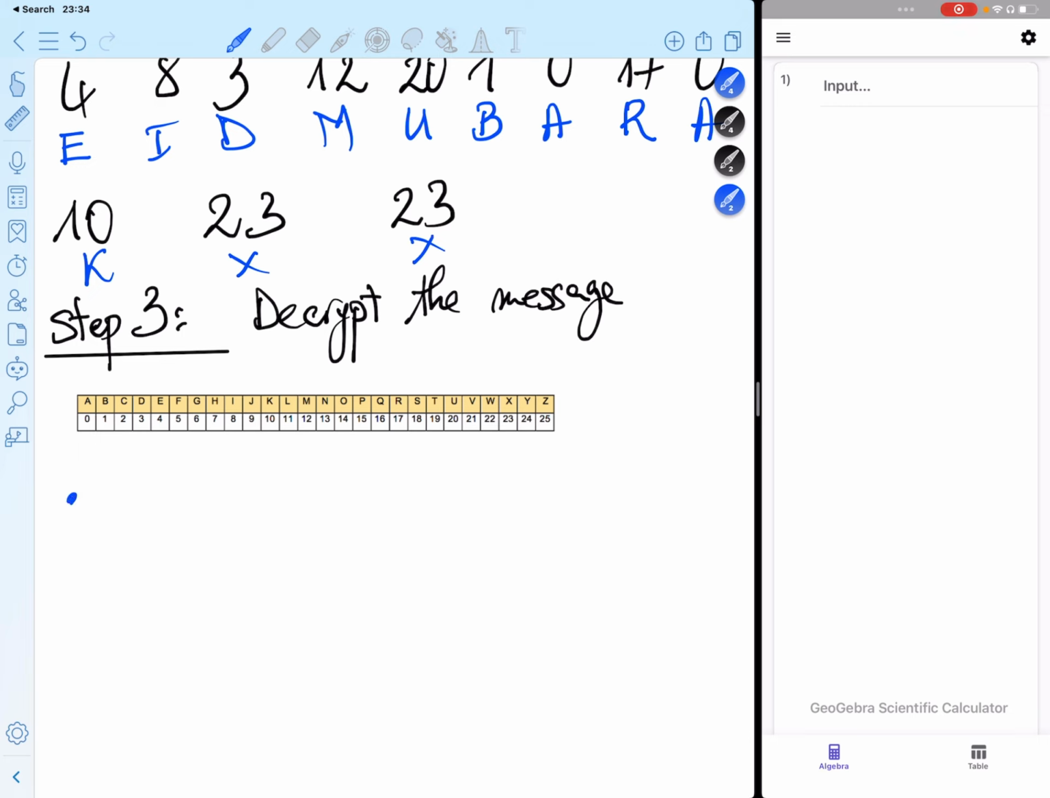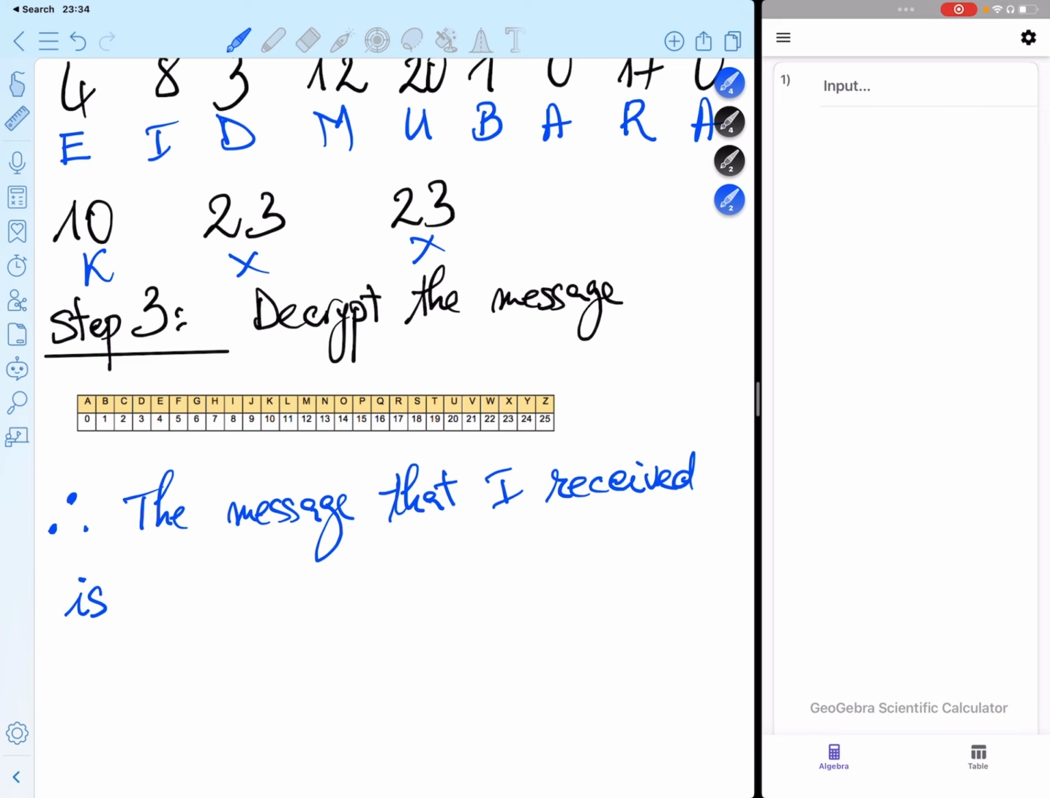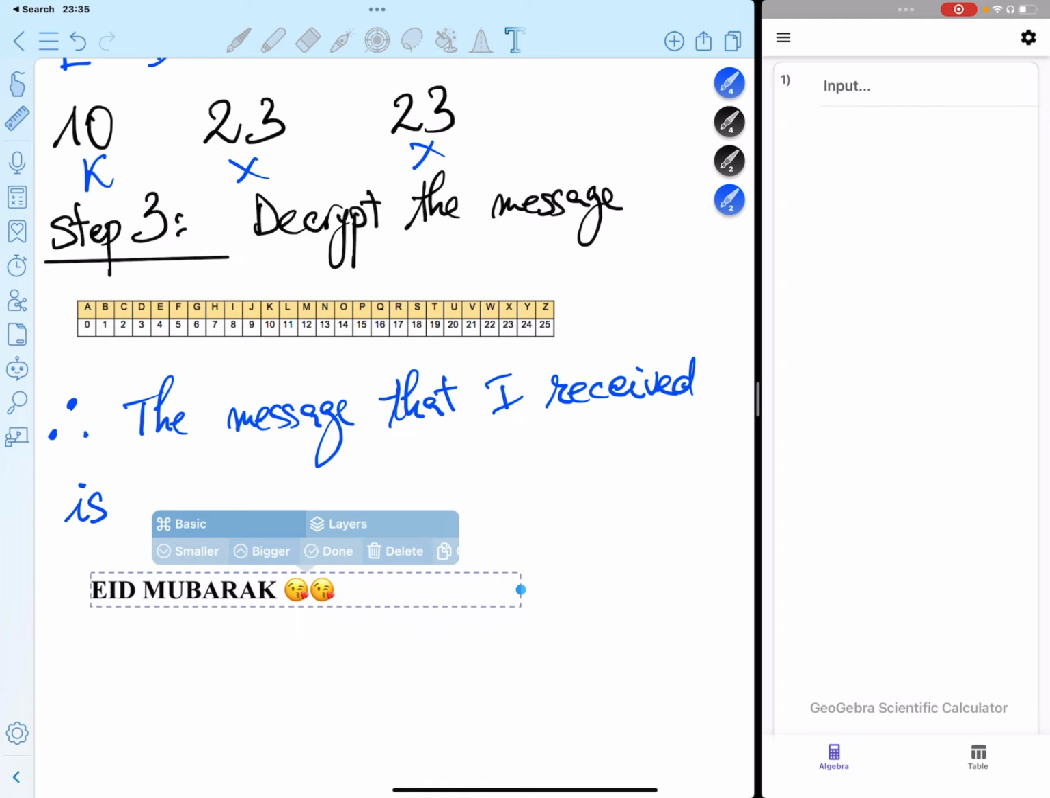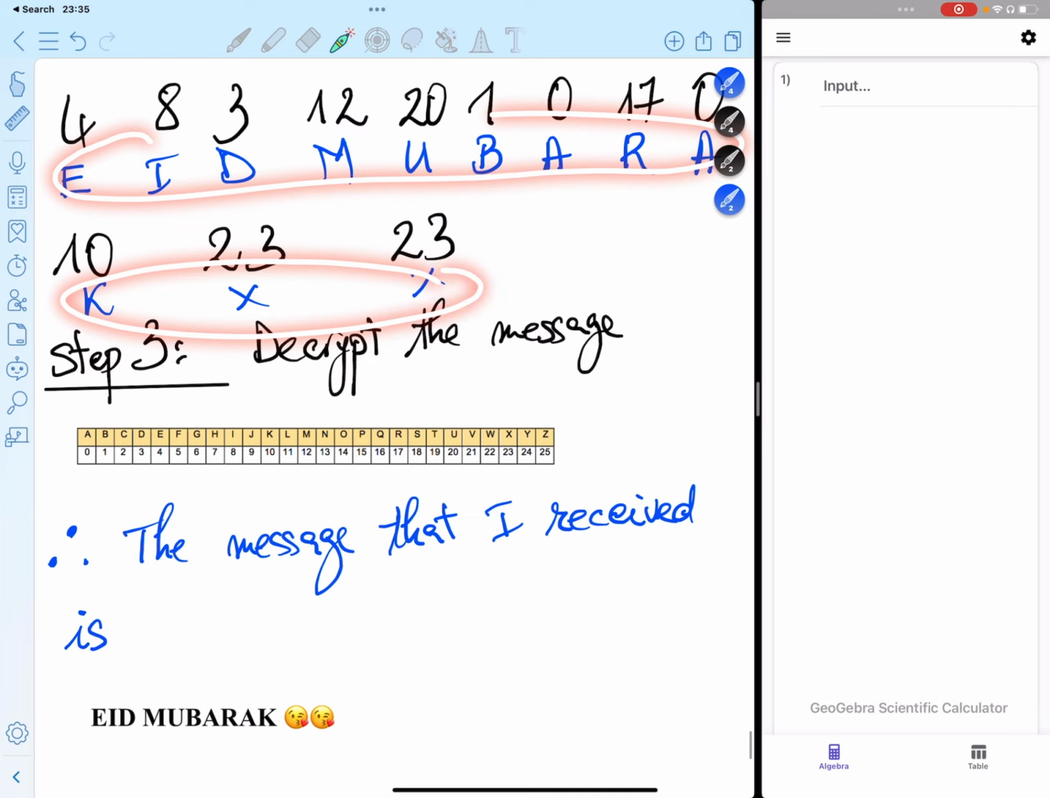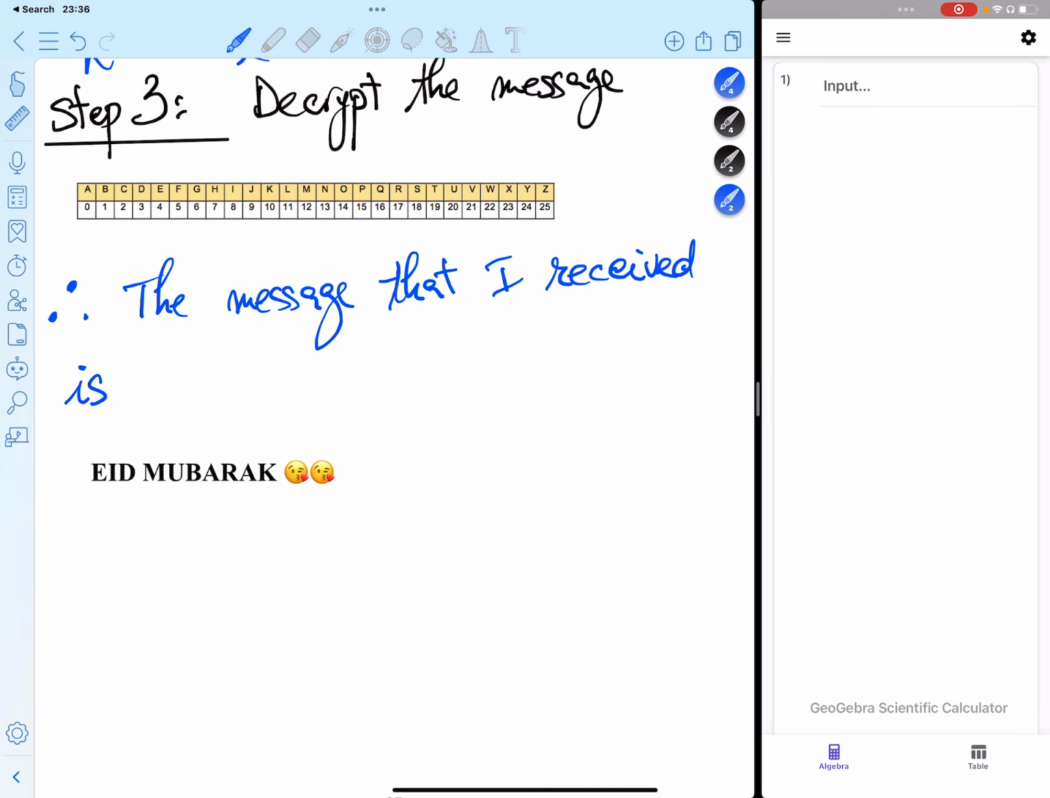So in conclusion, the message that I received is, so we can see the message he sent me is Eid Mubarak.